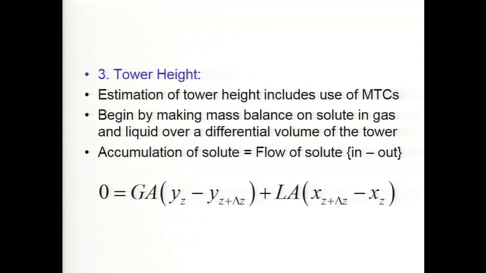Input with gas flow is GA Y at Z, outflow of gas is GA Y at Z plus delta Z. So, in minus out, and here LA X at Z plus delta Z enters from Z plus delta Z and leaves at Z. So, LA X at Z is what leaves. Solute in with the liquid minus solute out with the liquid. This will be total in minus out, input minus output. It must be equal to accumulation.